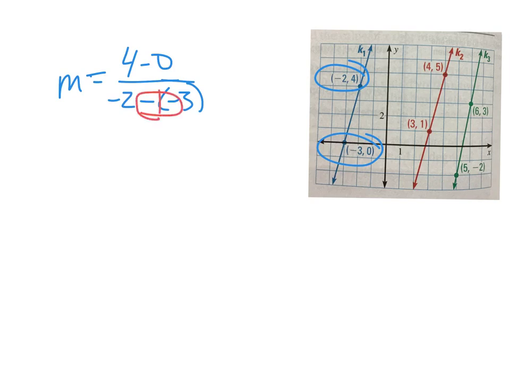So this is actually a positive. So we have 4 minus 0, which is just 4, over -2 plus 3 would give you a +1. So my slope in this case is 4.